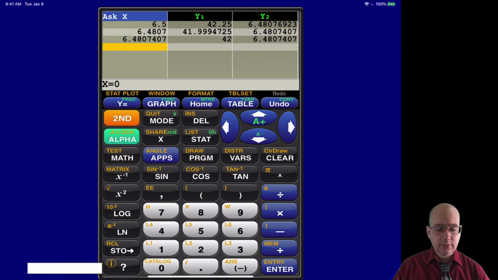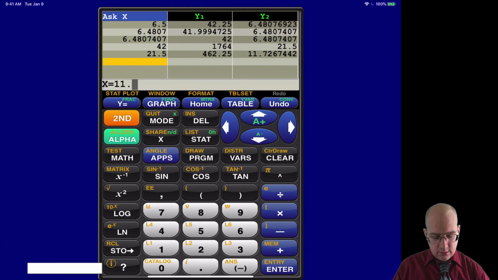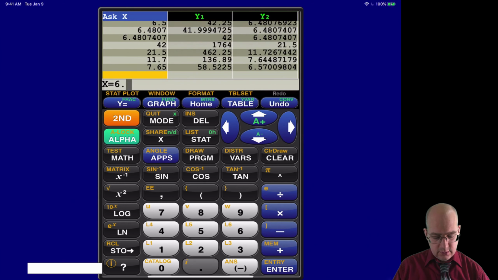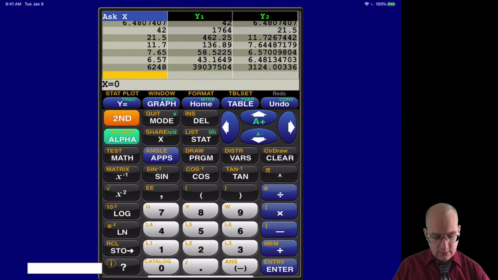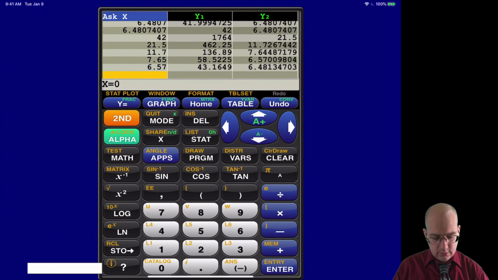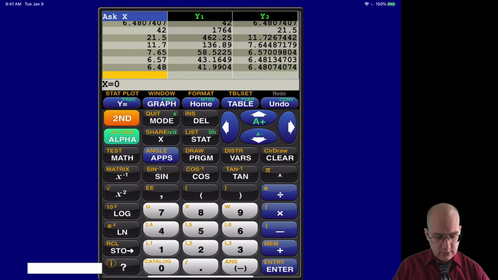What is that, 2 steps? 3 steps? I don't know. That's crazy. It's a crazy good formula. What happens if I start it with 42? So that would give me a guess of 21.5 for the next one. And then 11.7, and 7.65, 6.57, 6.48, oops, sorry, 6.48, and then I'm basically done, right?